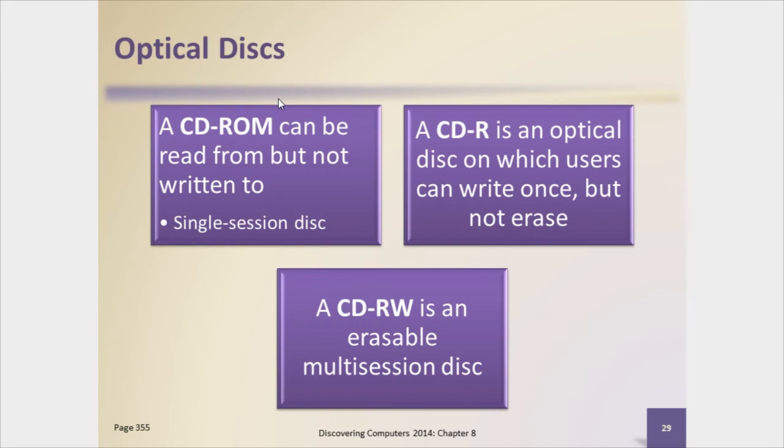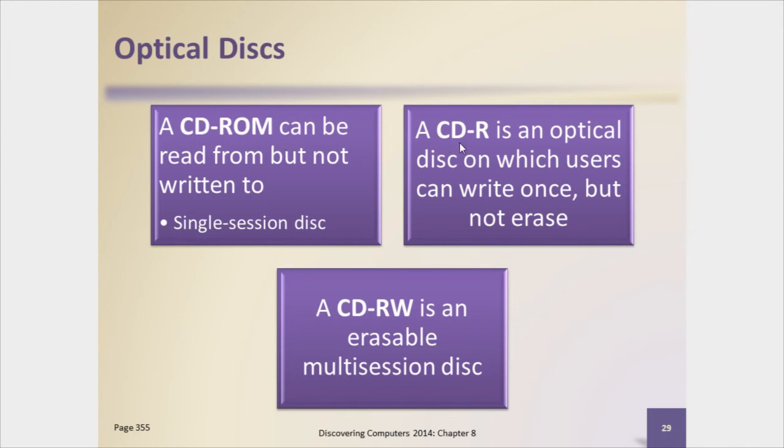When we talk about optical discs, they're not all the same. There's several different kinds. Essentially, the two basic classes are CDs and DVDs. Within CDs, we've got CD-ROMs, which are compact disc read-only memory. Those are the music CDs that you buy, and the software packages that you purchase off the shelf. All you're going to be able to do with those is read the information off of them. You're not going to be able to write to them at all.